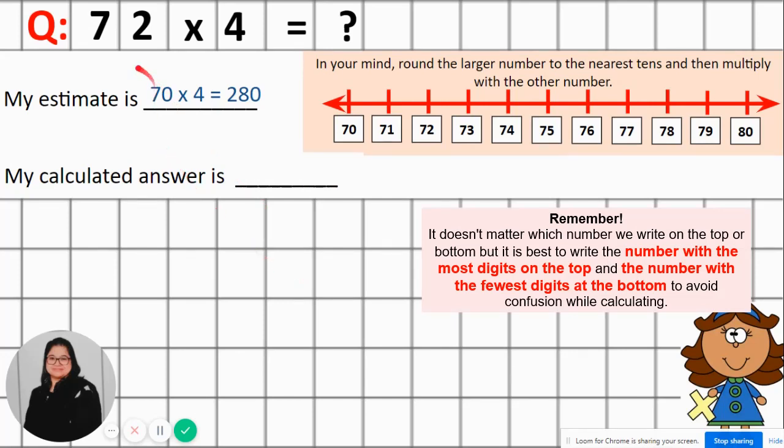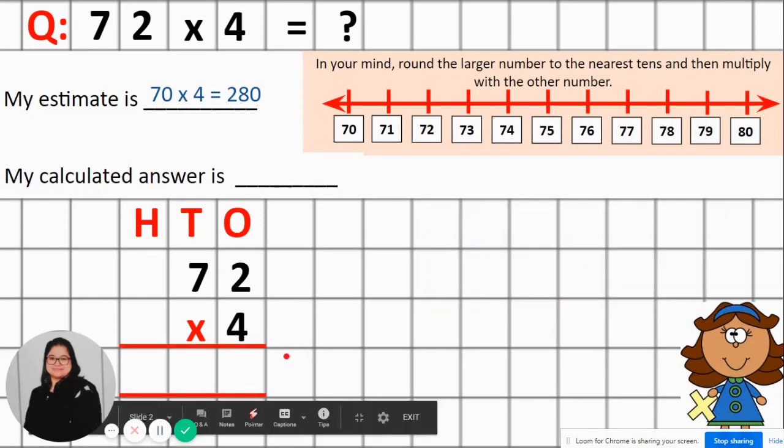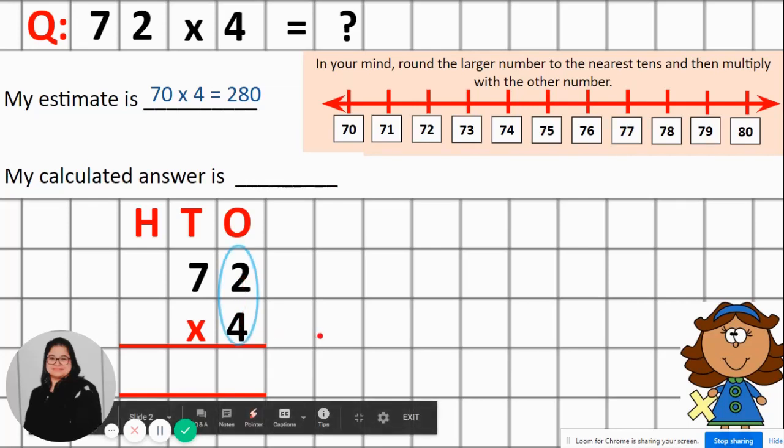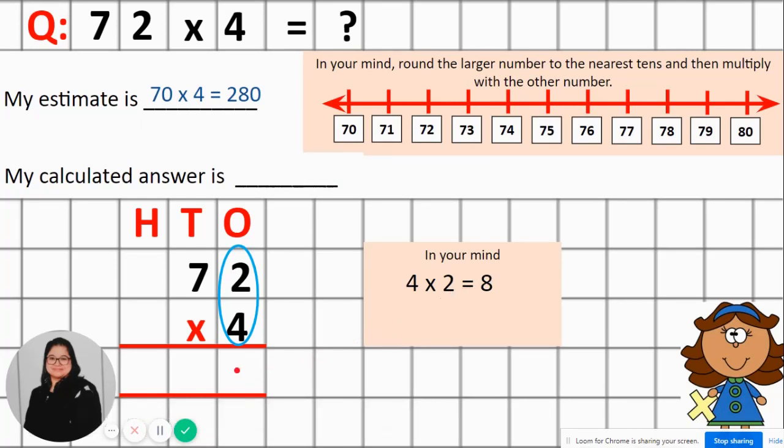First, write the larger number in the correct place value and then write the smaller number with the multiplication sign. First, we begin with the ones place. So in our mind, we have to do 4 times 2 is equal to 8. So we write 8 over here. We know 8 is in ones place. So we write it over here.